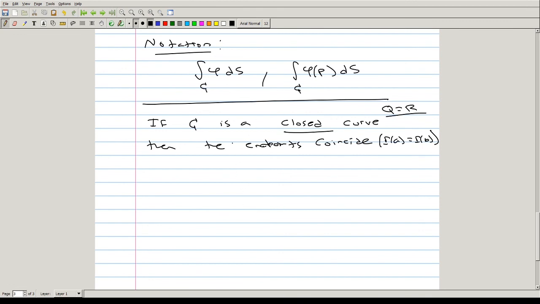But we have the following notation for a closed curve. The line integral around a closed curve: if C is a closed curve, we put the integral sign, then we make a circle here. This just denotes that C is a closed curve, and you still just write phi ds. The evaluation is still the same. It's going to be evaluated exactly the same way as it would have been if it was an open curve, just that for a closed curve the two endpoints coincide.